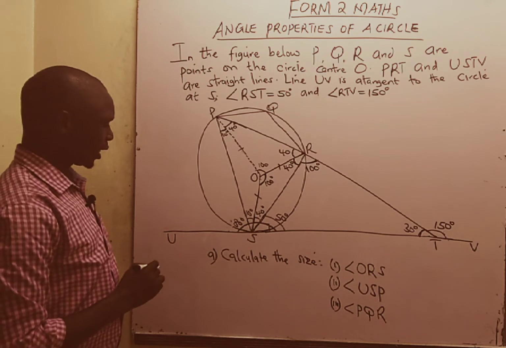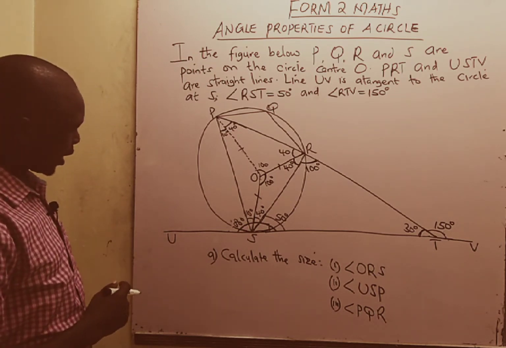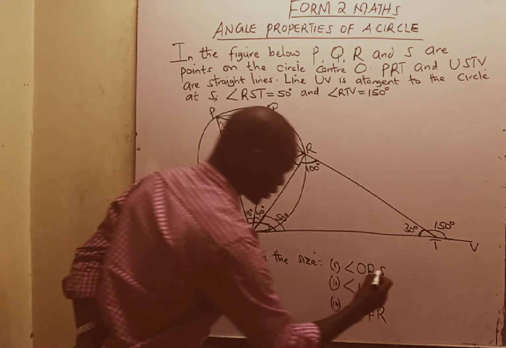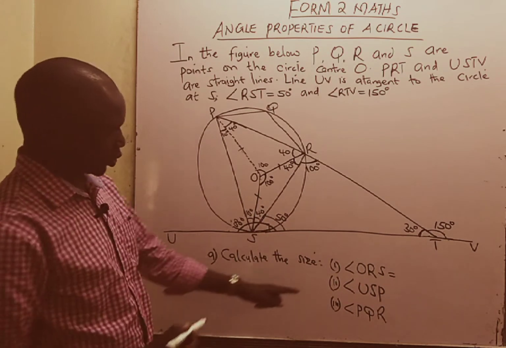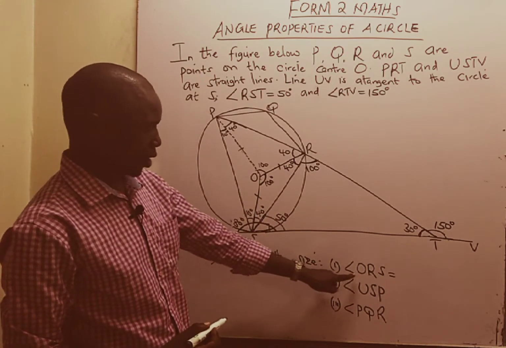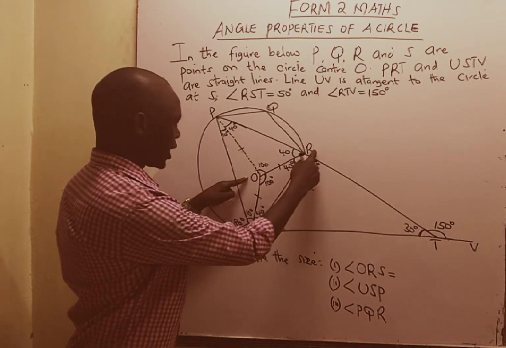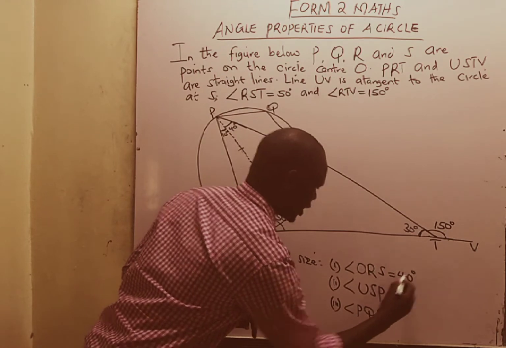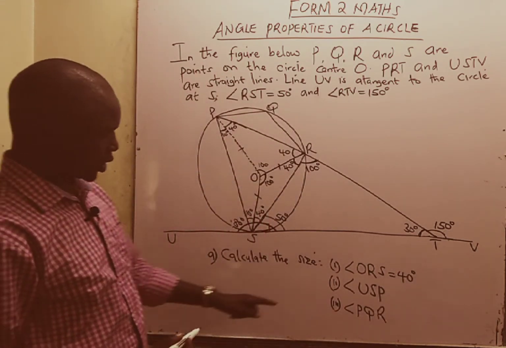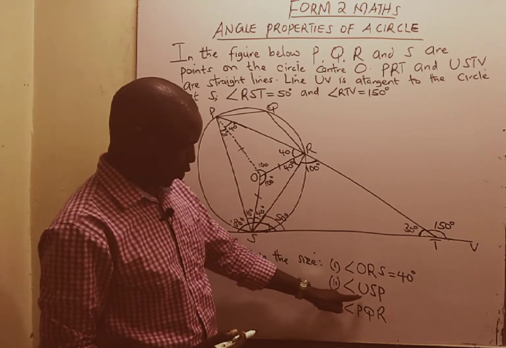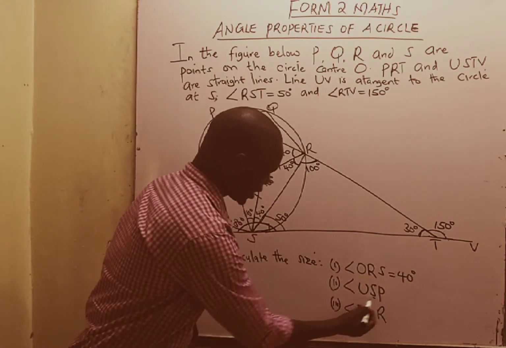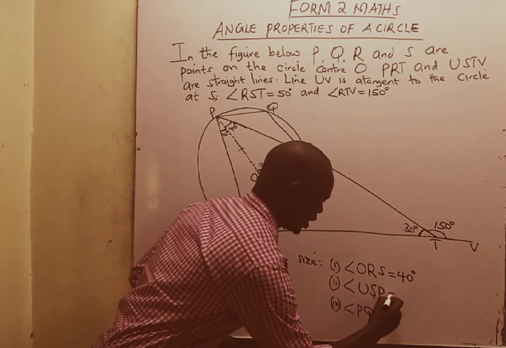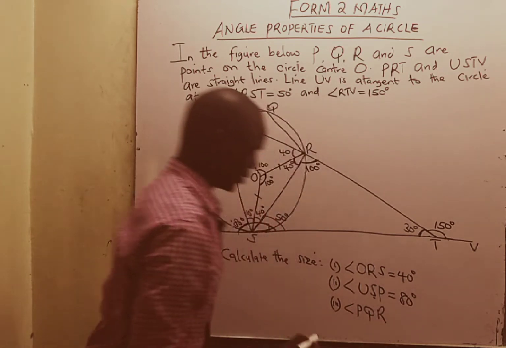What else do we need to analyze? We can now answer these questions. The first bit of this question requires us to find the size of angle ORS. We are talking about R, and the angle is 40 degrees. Then another angle we are supposed to calculate is the size of angle USP. We are looking at S. So USP is this angle here, and it is equal to 80 degrees.